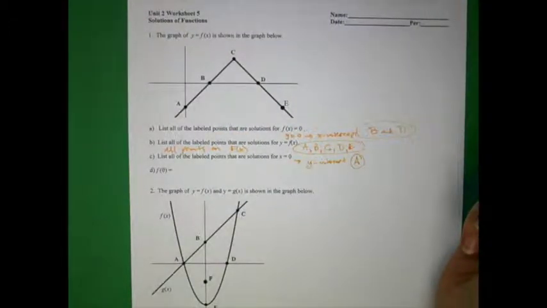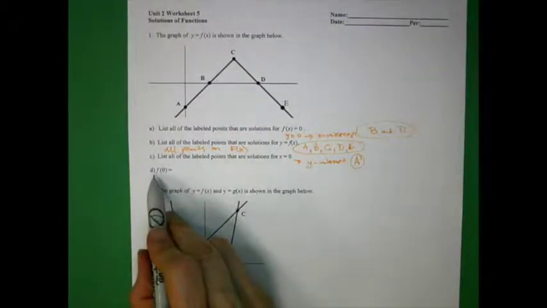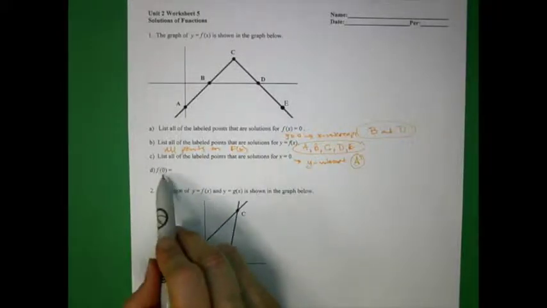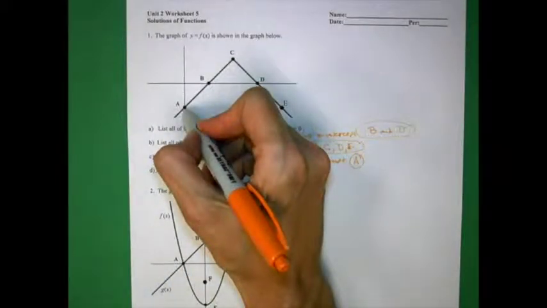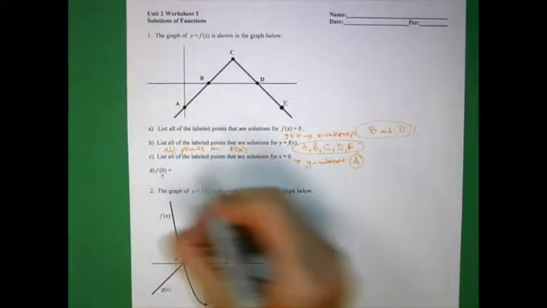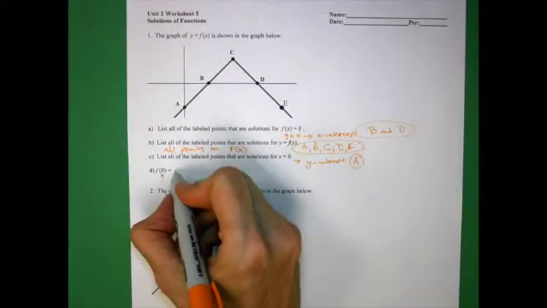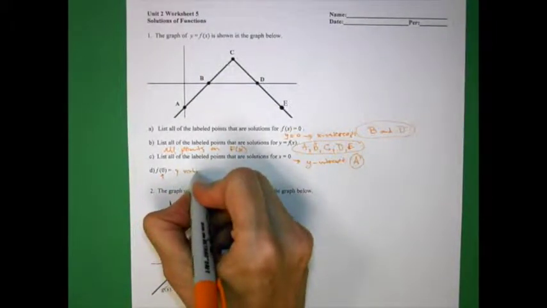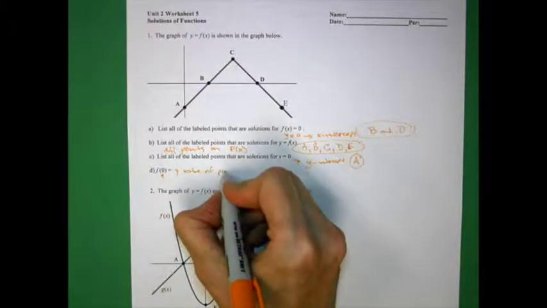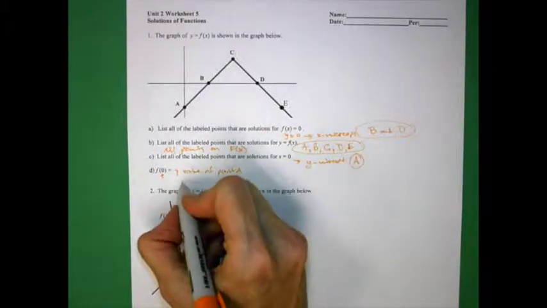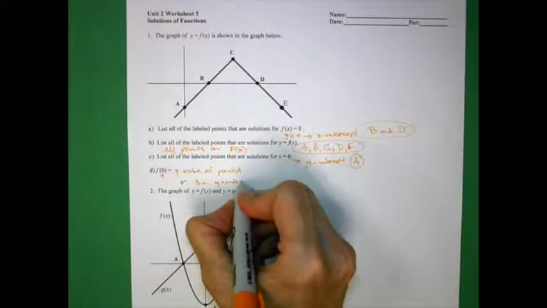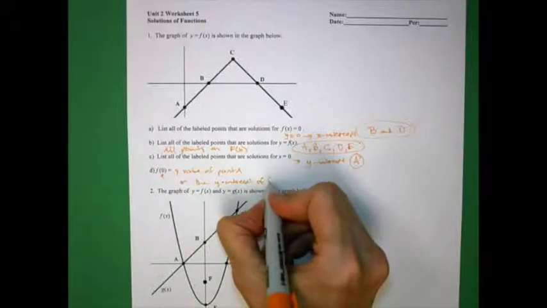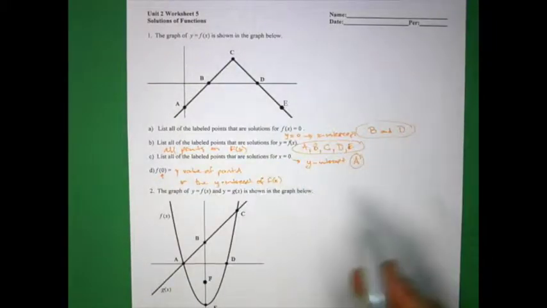And the last one says f of 0. They want to know what f of 0 equals, and it will be the y value at point A. So again, x is 0, and this will equal the y value of point A. Or you might accept the y-intercept of f of x, which happens at point A.